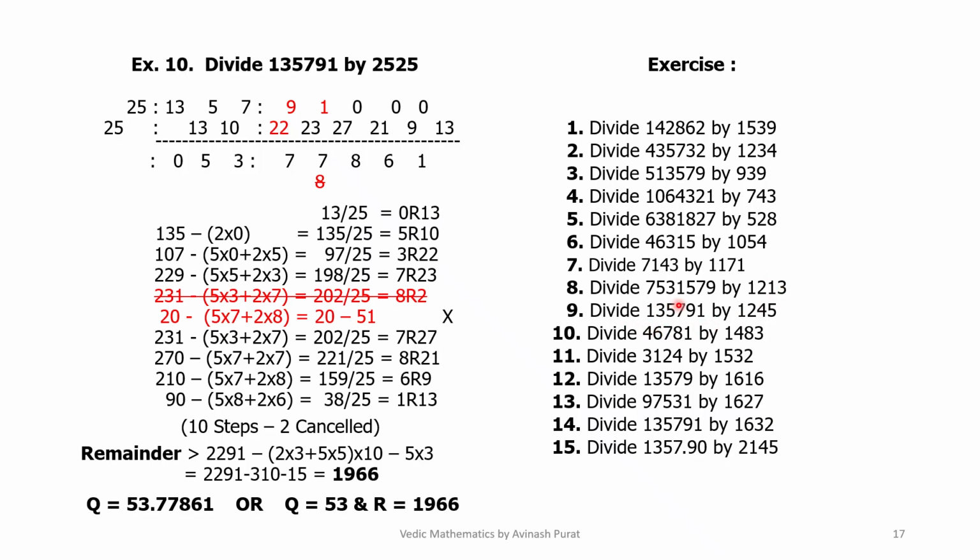Eighth, divide 7531579 by 1213. Ninth, divide 135791 by 1245. 10, divide 46781 by 1483. 11th, divide 3124 by 1532. 12th, divide 13579 by 1616. 13th, divide 97531 by 1627. 14th, divide 135791 by 1632. And 15th, divide 1357.90 by 2145.